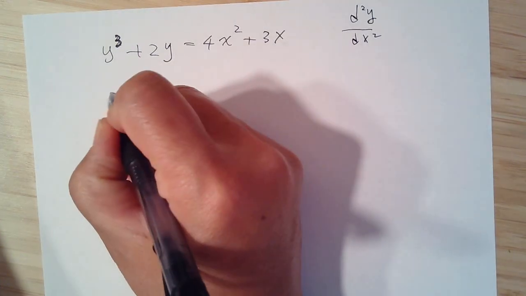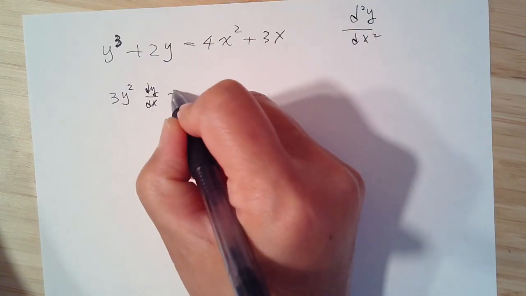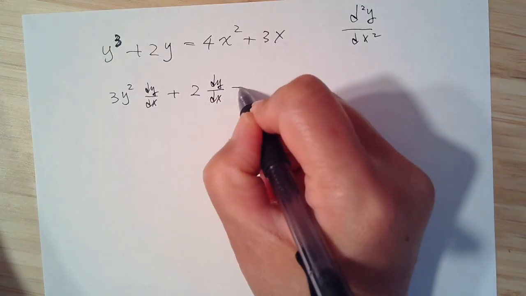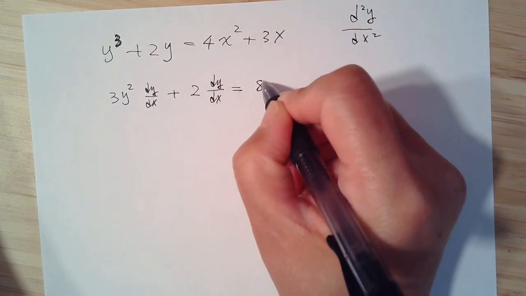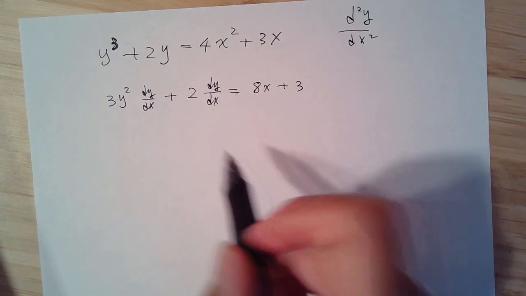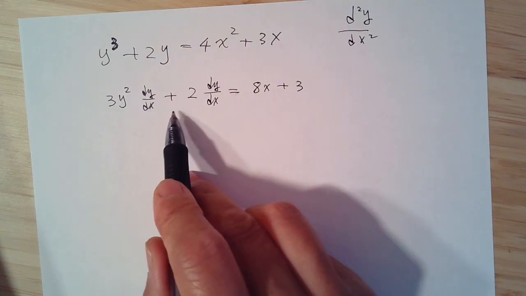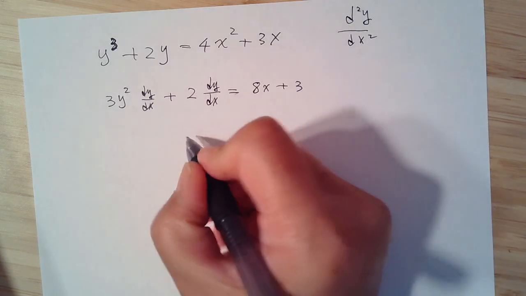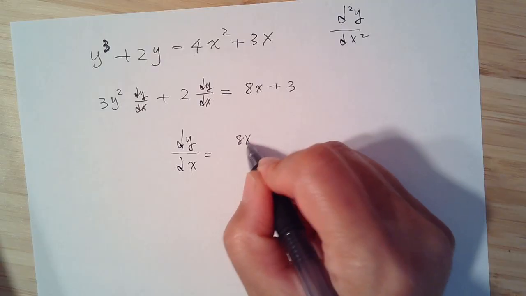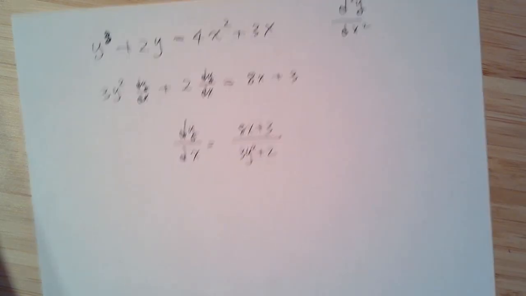I will take the first derivative. That would be 3y squared dy/dx plus 2 dy/dx, and that equals 8x plus 3. I hope you see what I'm doing here. Then I'm going to factor out this dy/dx. I will have 3y squared plus 2, and I divide both sides by that. So I get my first derivative: dy/dx equals (8x plus 3) over (3y squared plus 2). That sounds good right now.